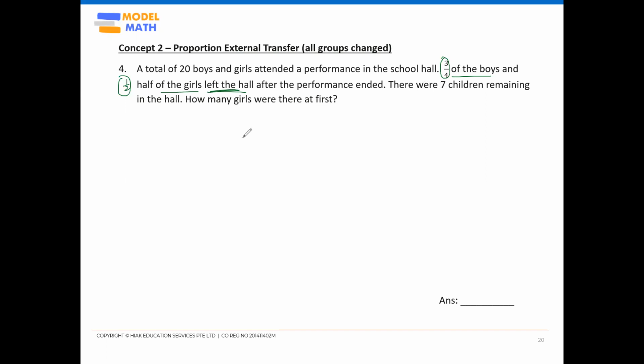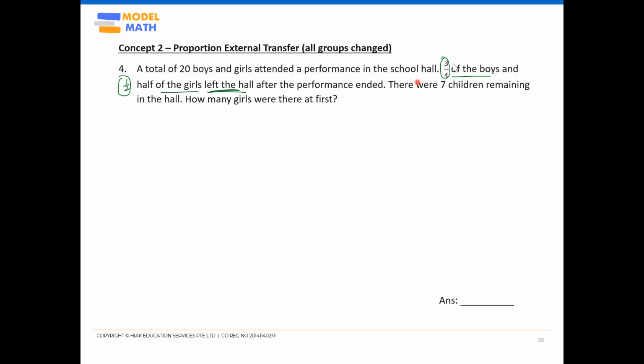So how do we record down the data? We shall record it as a before change after. For this one, we wouldn't use a model because I wouldn't know what's the comparison between boys and girls at the beginning. They didn't tell us how many more boys than girls or twice as many boys as girls. They didn't give us such information. Hence, we use the before change after method. And then from there, we will see how we continue to solve the question.